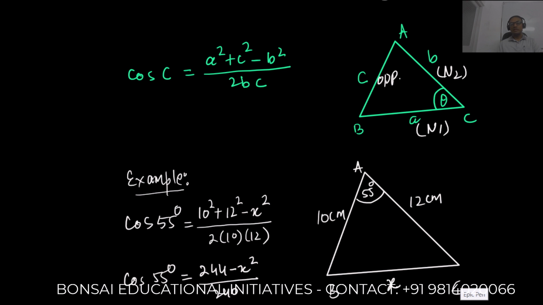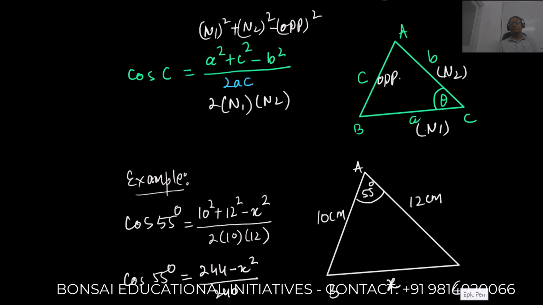So A square, that is neighbor side number 1, plus neighbor side number 2 square. So n1 and n2 square minus opposite side square. Opposite side is AB, and in the denominator 2 times BC. BC is, no, sorry, 2 times AC. So here we'll write neighbor 1 times neighbor 2. So that is the equation which we have to learn.